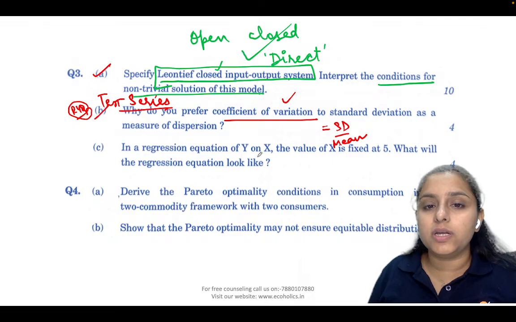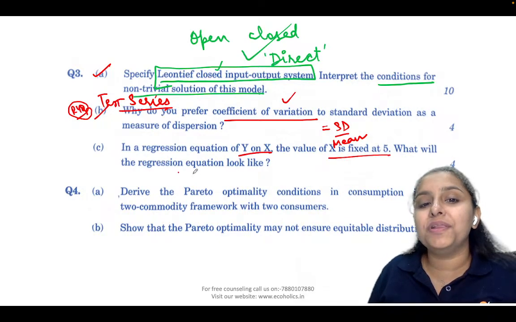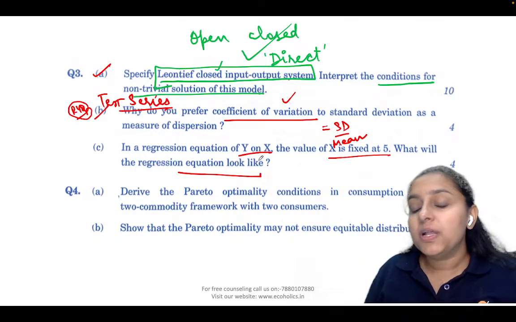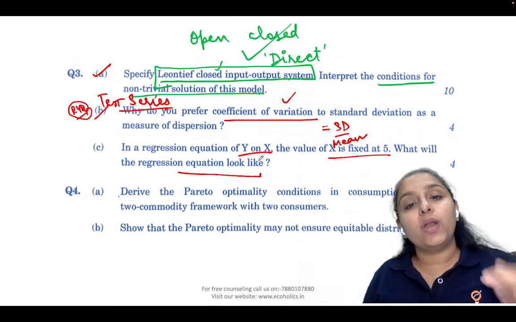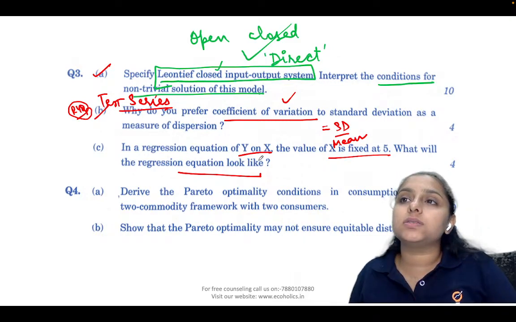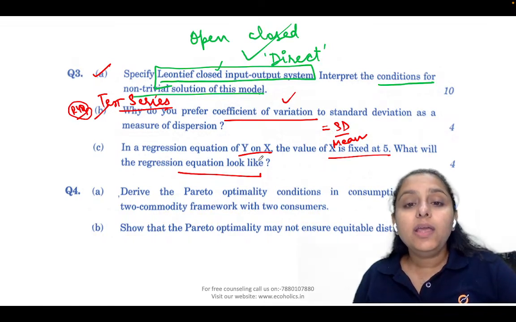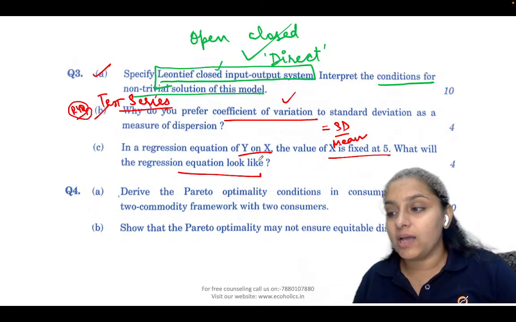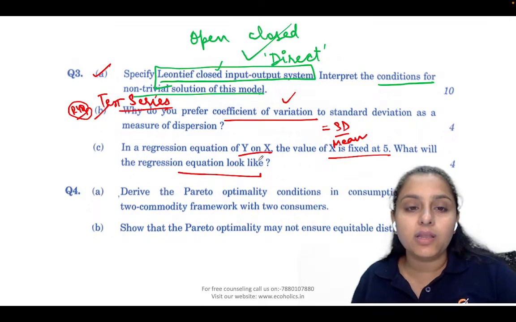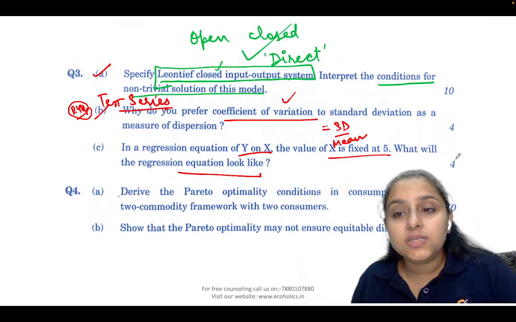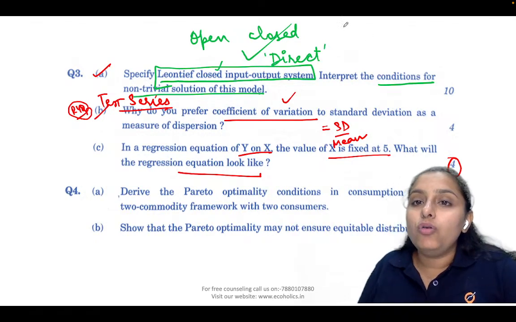Then C part, regression equation of y on x. X is fixed at 5. What will the regression equation look like? This question was really easy. When I see it, I feel it is for people who are just learning regression. They have told you everything: X is fixed at 5, and they're asking how the equation is going to look. These are golden marks you will get, 4 marks. So how do we write the equation?